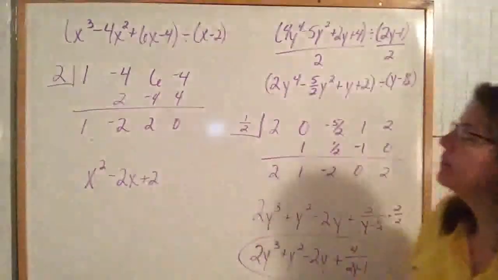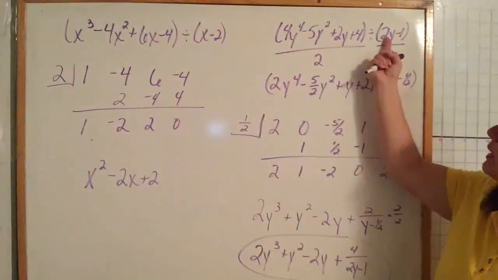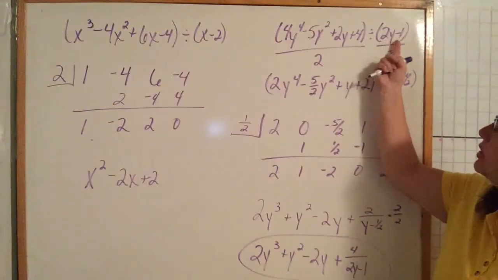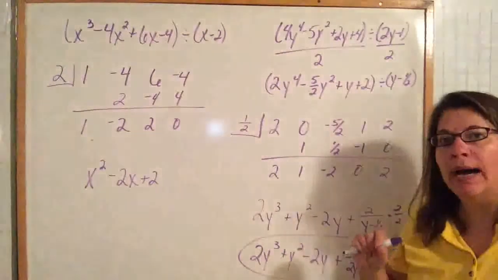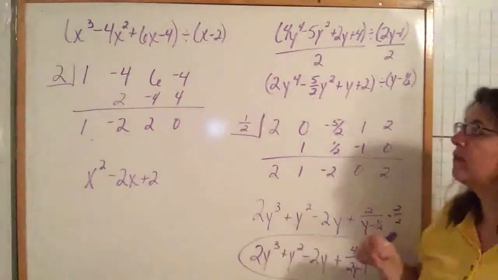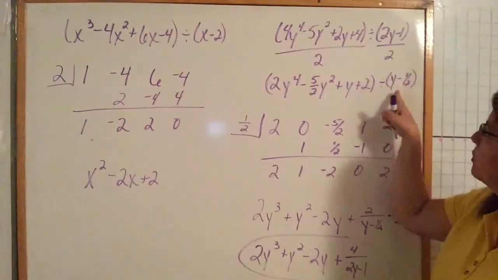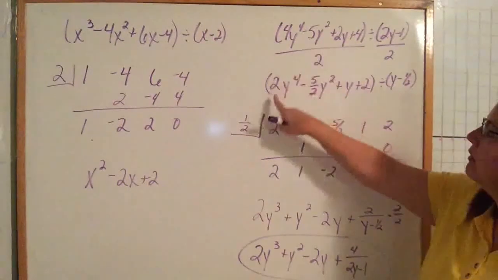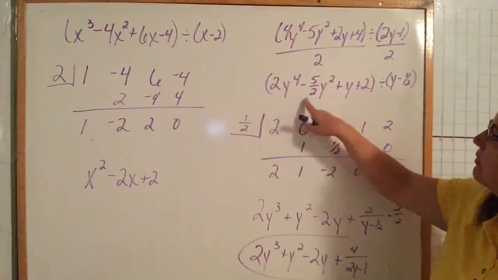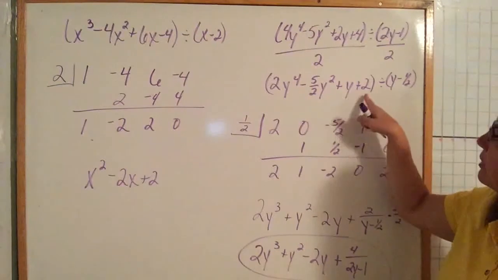In the next one, I had to make sure I divided everything by 2 because it has to be in the form y minus r, or x minus r, variable minus a number. So I divided everything by 2. Over here, that left me with y minus 1/2. Over here, that gave me 2y to the 4th minus 5/2 y squared, plus y plus 2.